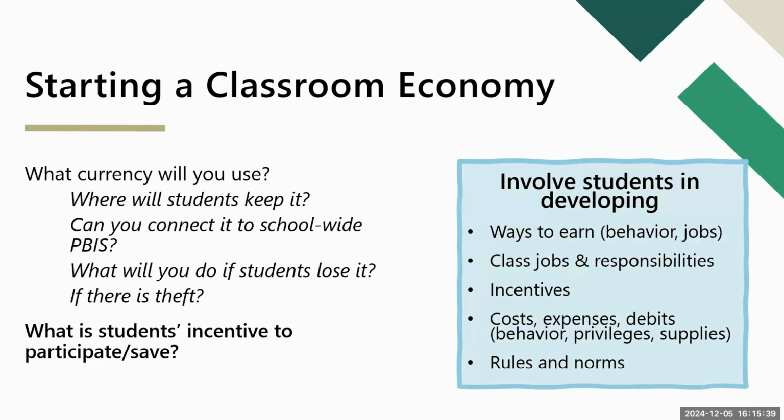I chose to focus some questions on the current state. When I was going through it, I was like, what am I going to use? I decided on class cash. That seemed like the thing that made the most sense to me, right? I had to decide where they were going to keep it. I had to try and connect it to other school-wide PBIS programs that I knew my administrator would both appreciate and perhaps require. And I also had to think through some of the negatives, right? You want to prepare yourself. What's going to happen if kids lose it?